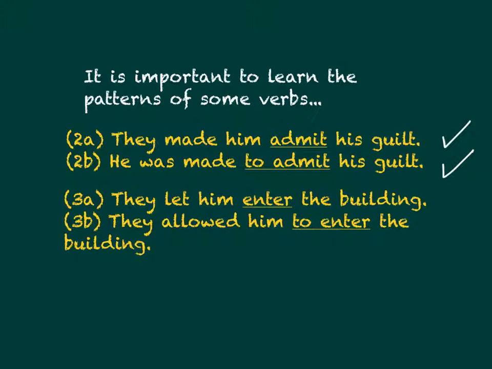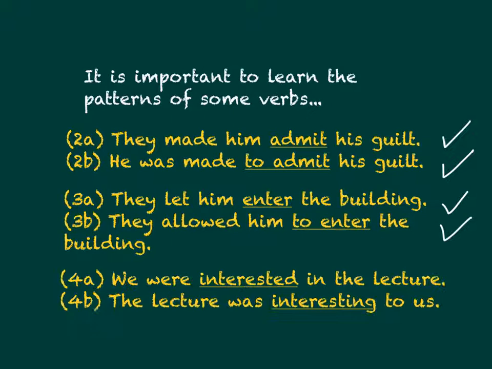How to say 他們讓他進入大廈? They let him enter the building. Alternatively, we can say they allowed him to enter the building. Both are correct.